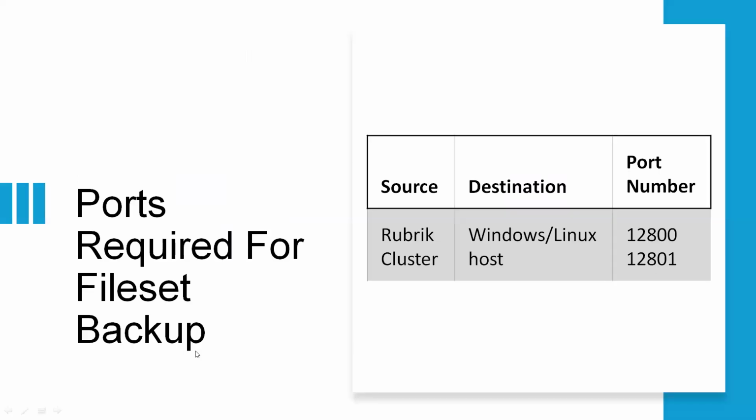The ports required for fileset backup are 12800 and 12801, for both Linux and Windows hosts. The ports should be opened between the Rubrik cluster and the Windows or Linux host.